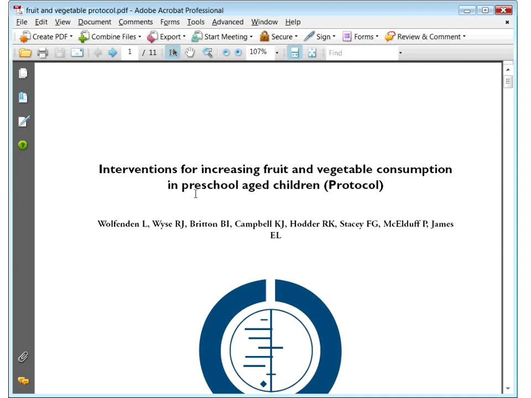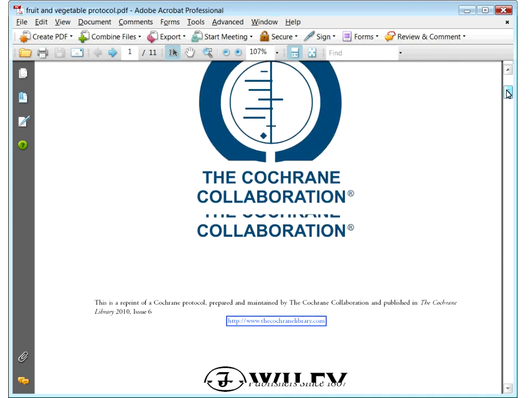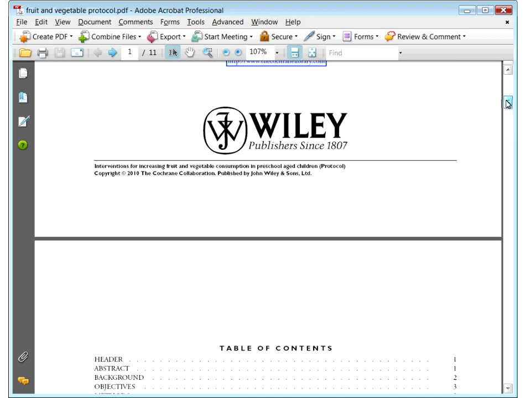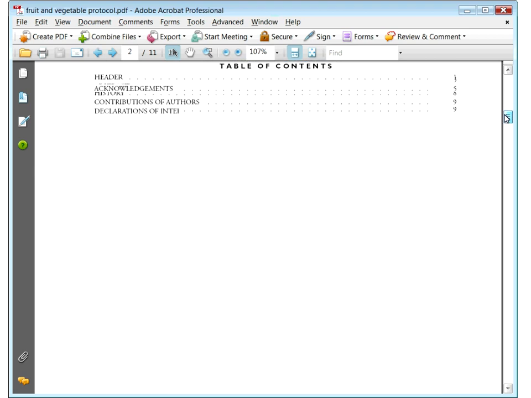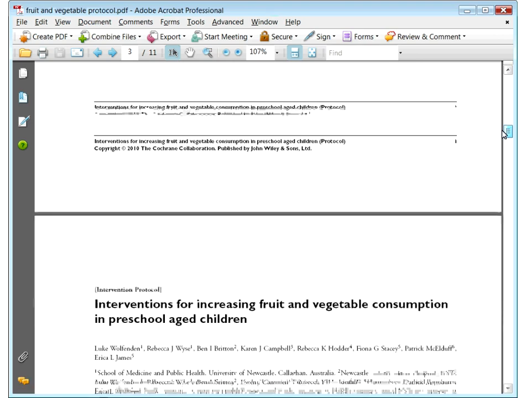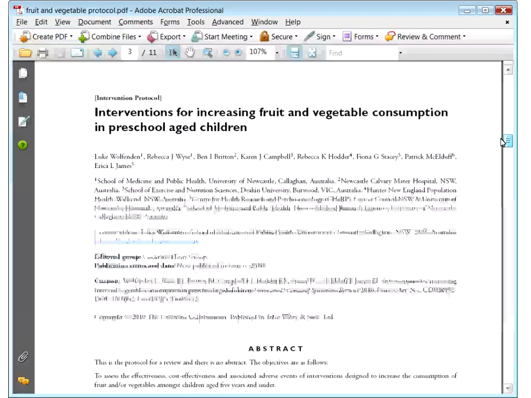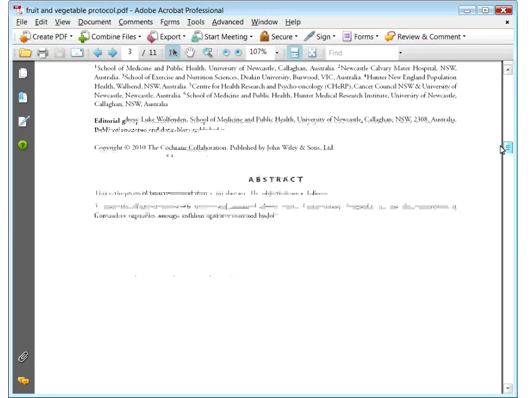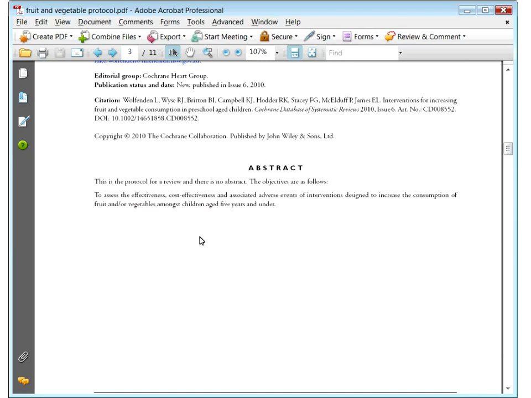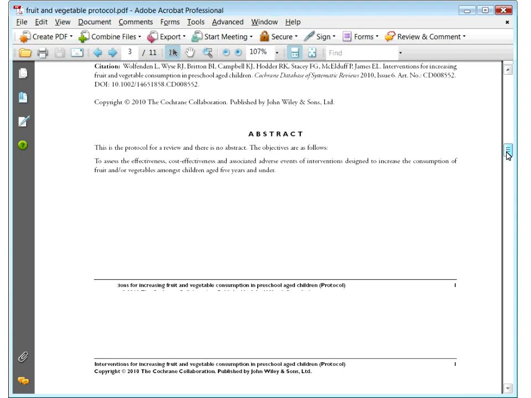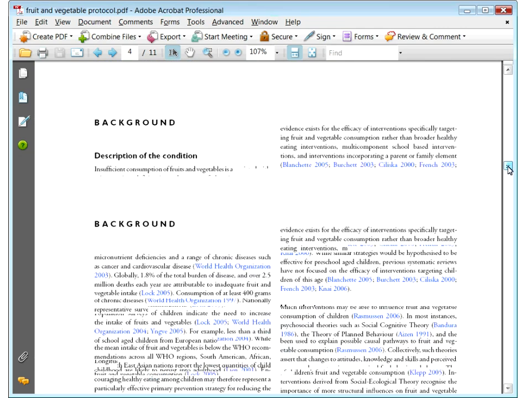Okay, so let's take a look at a protocol. You should be able to see my mouse move around. This is the front page of a Cochrane review. Let me just scroll down. It has a table of contents. In particular, I just wanted to bring you to this top part, which indicates that this is a protocol and that there's no abstract because it is a protocol, so it's a placeholder for the abstract.